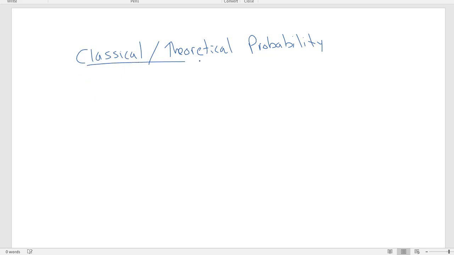Now, when we're able to list out the sample space, what we call that is a classical, or some books call it a theoretical probability. Again, what that means is that we can list, this term basically says we can list all possible outcomes.